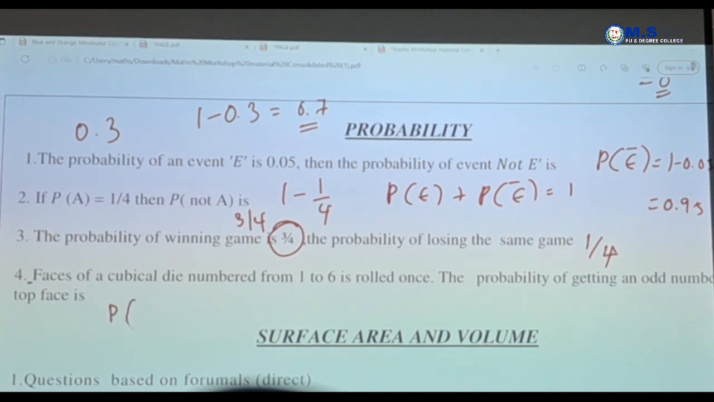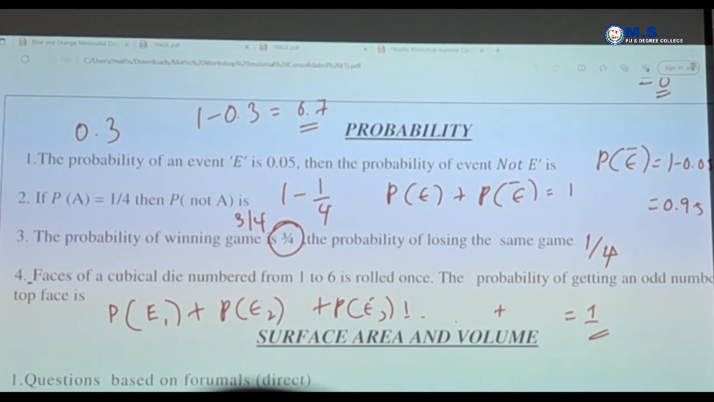What is the probability of elementary events? Probability of E1 plus probability of E2 plus probability of E3 and so on. What do you get? So the sum of the probabilities of elementary events is 1. Always it is 1. What is the probability of a sure event? That means the event is going to happen for 100%. It is 1. What is the probability of an impossible event?